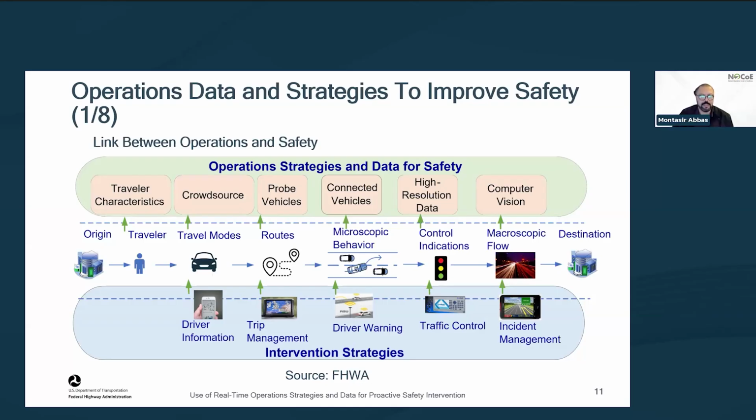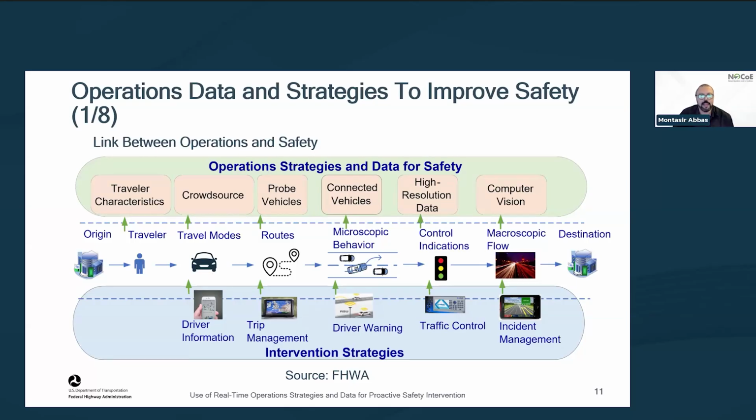Then as a traveler is making some travel modes, whether they are using transit or vehicles or so on, we get crowdsourcing data. And that's an opportunity to intervene with some driver information that might affect the traveler decision on choosing the different modes. And then as the travelers take different routes, in this case, when they are driving, then we could get data from probe vehicles. And then we could also have the opportunity to do some interventions through trip management strategies or apps and so on.